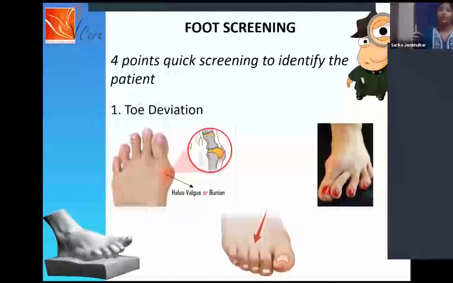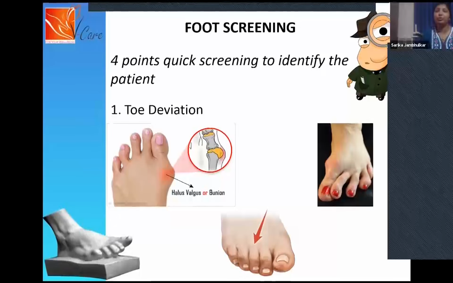Now, on this, mainly I am going to give you a four-point quick screening to identify the patient. Say you have a patient with whatever complaints above, back pain, heel pain, whatsoever. How do you judge whether that patient will need an orthotic correction or will get a benefit from orthotic correction? So I'm giving you four quick points. In just two minutes, you can screen whether the patient has any existing foot elements which are causing trouble. First, the easiest thing, is to observe his toes, toe deviation.